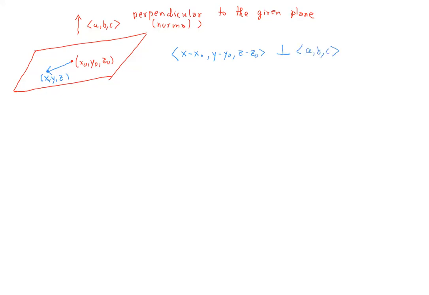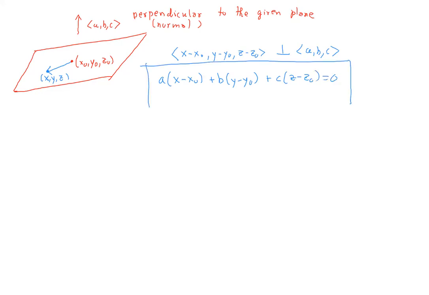And what does that mean? That means that their dot product should be 0. What is the dot product? The dot product is a times x minus x naught plus b times y minus y naught plus c times z minus z naught equals 0. And this is the equation that we should know. Okay, so this is the equation of the plane.